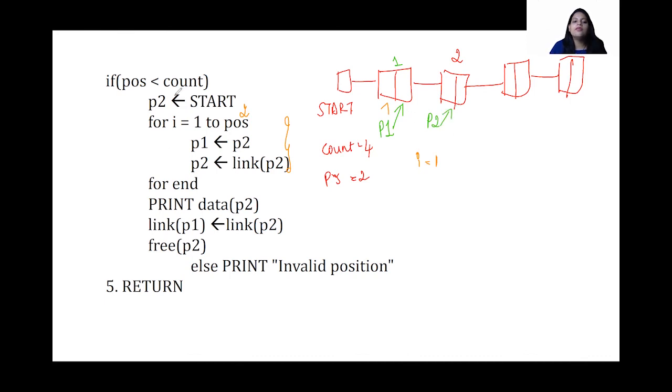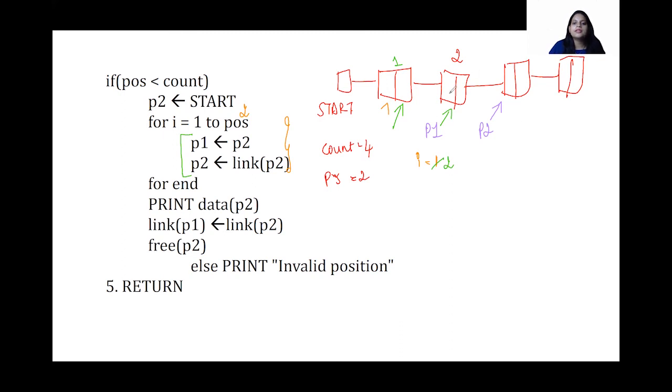Next, again my for loop is going to get executed, i equal to 1 to position. Position is 2, so now the i value is going to become 2. Then again we process the same set of statements: P1 is equal to P2. That is, I'm going to move my P1 over here. P2 and P1 both are going to get moved. So now my new P1 is over here and P2 is going to become link of P2. P2 was pointing here, and the link of this one is pointing at this one, so P2 is going to come over here.